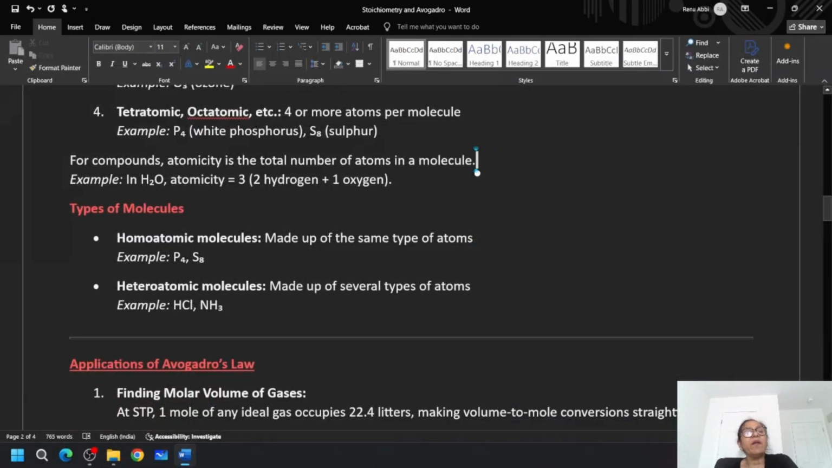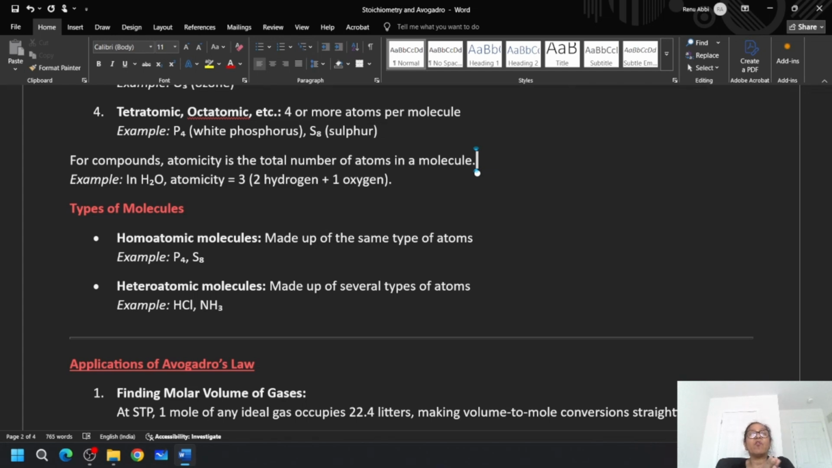Now, if I am going to consider the atomicity of molecules on the basis of the types of molecules, there are two types. One is the homoatomic molecule and the second one is the heteroatomic molecule. Homo means same atom. When the same atoms of an element get combined, they form homoatomic molecules. For example, phosphorus P4, S8, oxygen O2, ozone O3. So homoatomic molecules are made up of the same type of atoms.